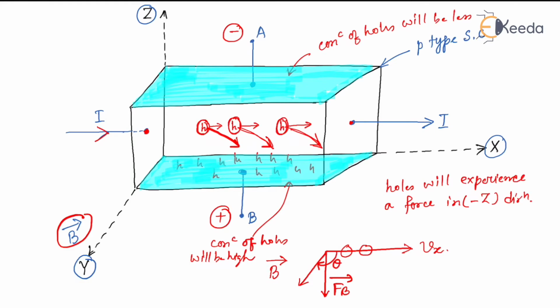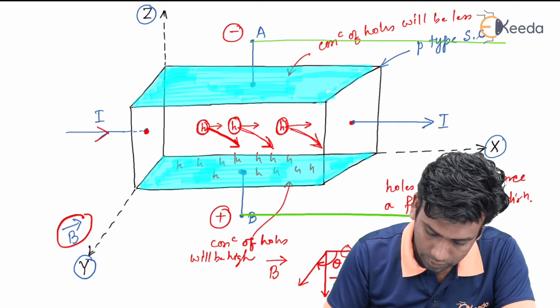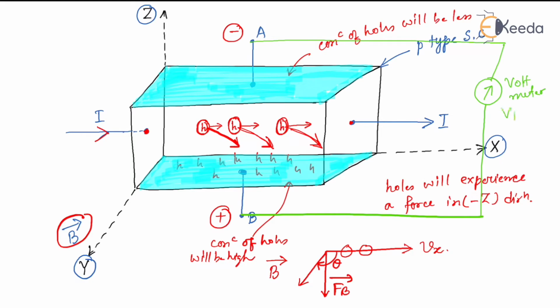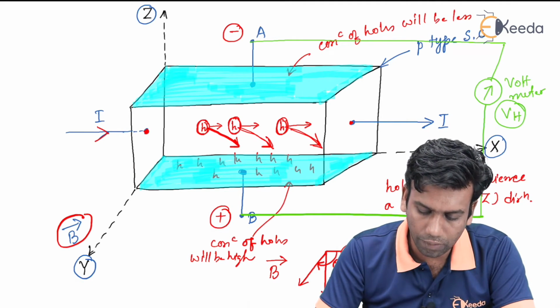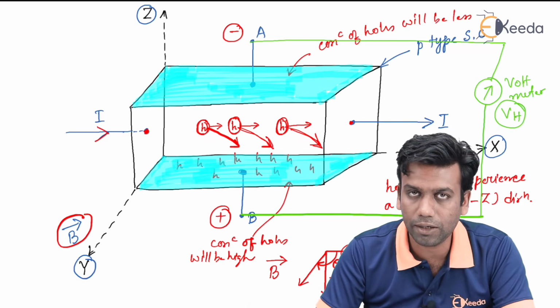That means if we connect a voltmeter in this fashion, then we will get a voltage here, and this voltage is called the Hall voltage. So, this is how the Hall voltage is developed inside the p-type semiconductor. Similarly, Hall voltage will also be developed if the semiconductor is n-type, but the polarity of the Hall voltage will be changed.